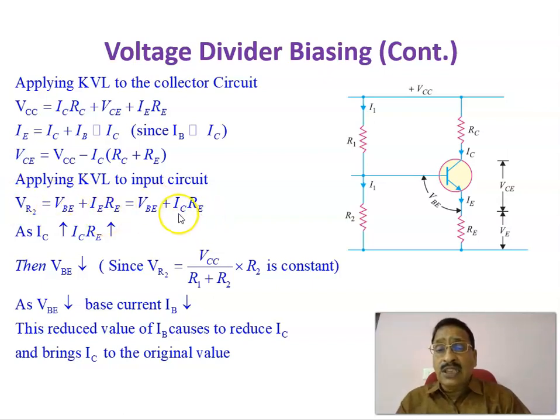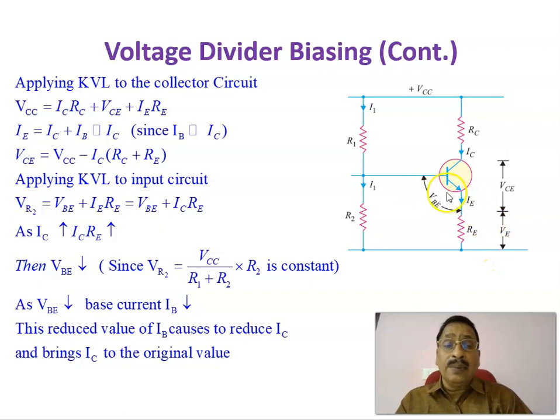Or as per this equation, if as temperature changes, IC is changing, because ICO doubles for every 10-degree rise in temperature. As ICO increases, IC increases, because IC equals beta IB plus (1 plus beta) ICO. As IC increases, the drop across RE, that is IC into RE, increases. And this VR2 is a constant, because VR2 is given by VCC divided by (R1 plus R2) into R2. This voltage is a constant. As the current IC increases, this drop is increasing.